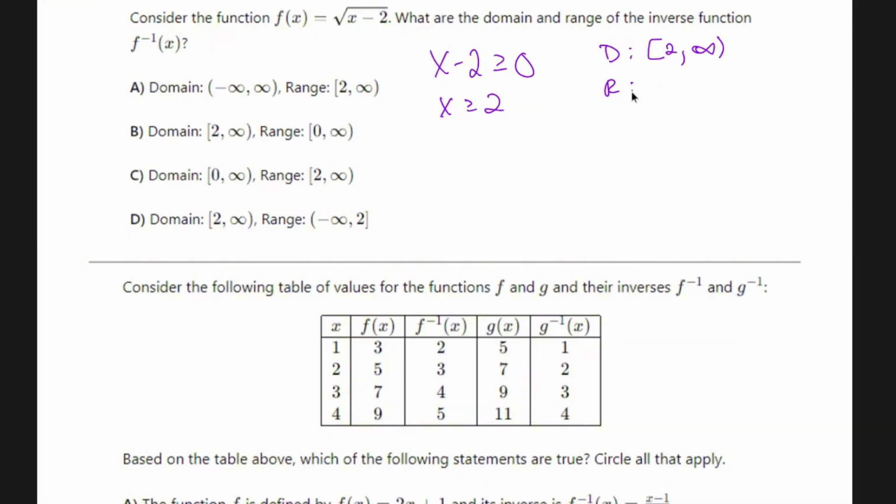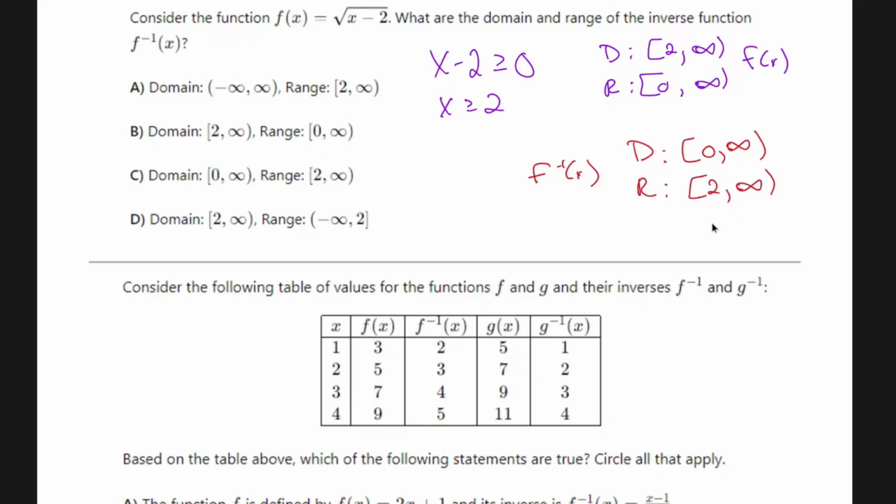For the range, you just need non-negatives, so that's going to be 0 to infinity. That is for regular f of x. Now we want the f inverse, which means just flippity-floppity, baby. So the domain was the old range, so 0 to infinity. And the range is the old domain, so 2 to infinity. So the domain is 0 to infinity, the range is 2 to infinity. See again.